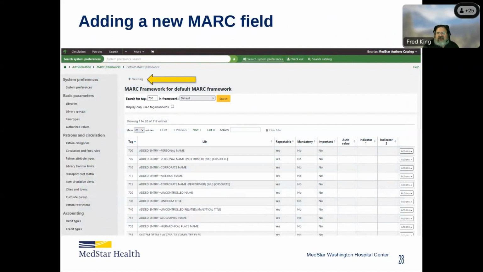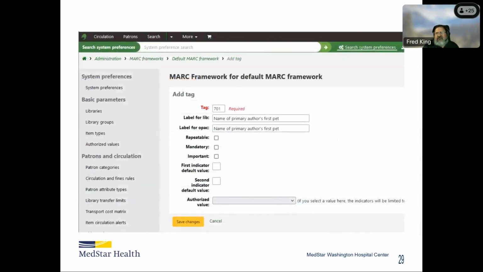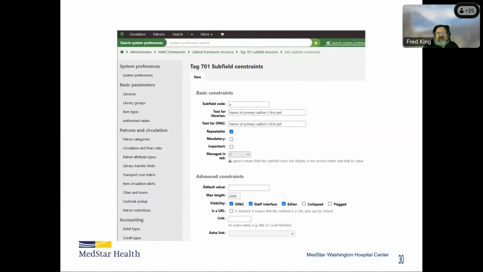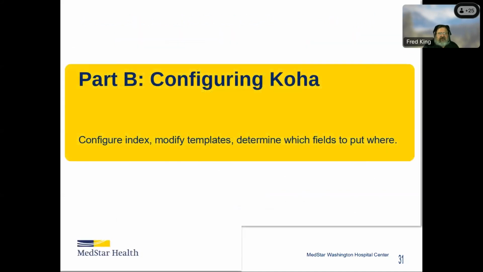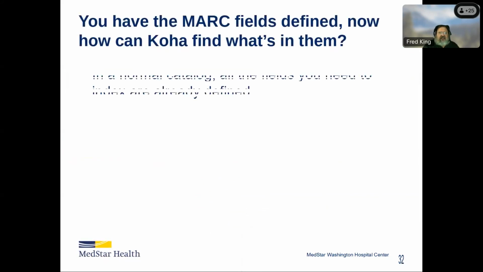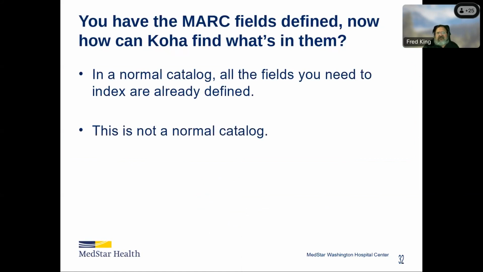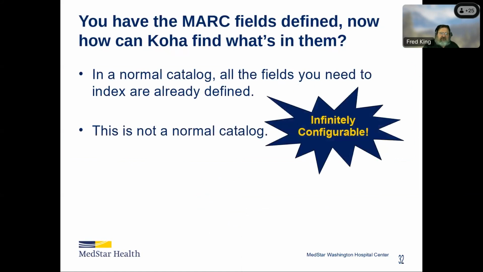And it is really easy in Koha to add a new tag, whether it's a standard MARC field or not. Let's say I want a 701, name of primary author's first pet. So there's the name. Here I'm creating subfield A. There it is. Then you have to configure it to index and display fields. In normal catalogs, you don't have to do that, but Koha is infinitely configurable.